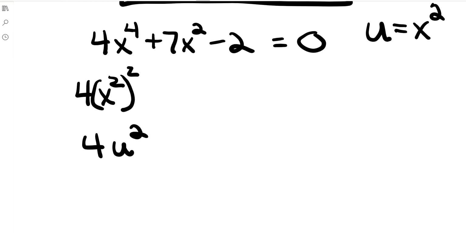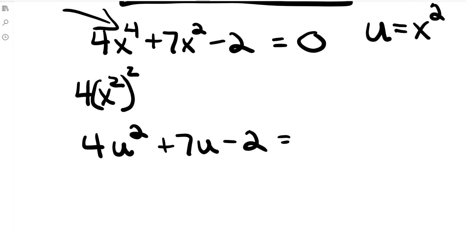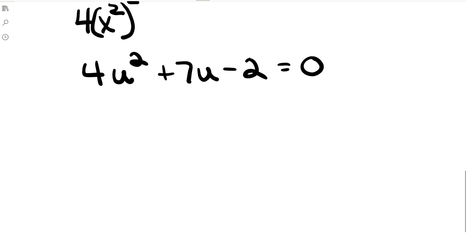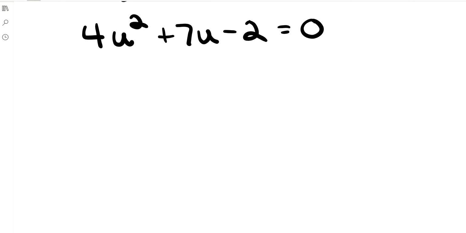Okay, so get your understanding of this down. I changed the x to the 4th to be x squared raised to the 2nd power, which is the same thing as x to the 4th. Now I can substitute the u for the x squared. And then I'm going to go on and write this as plus 7u minus 2 equals 0. And there we go. So I've got this to do for my factorization.